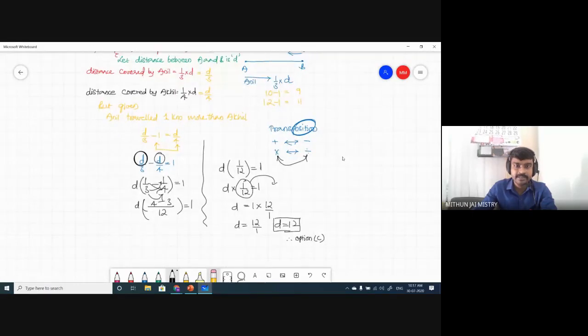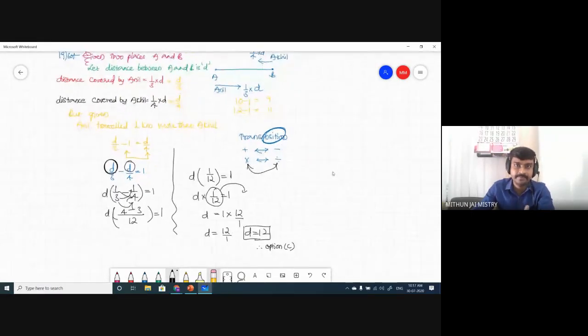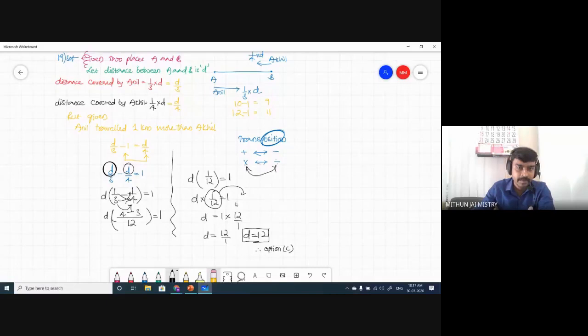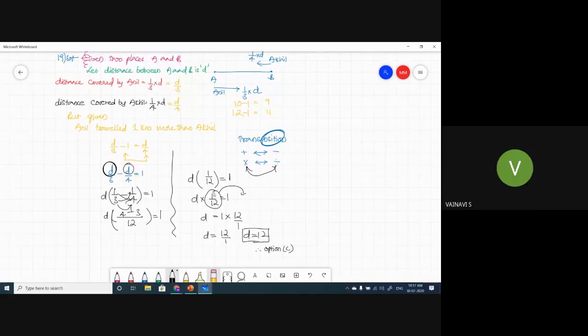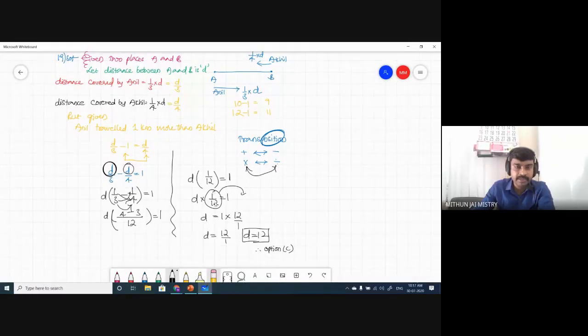Okay. Those who did not understand. Where is Vainavi? Vainavi, did you understand? Maybe this last step. 1/12 is becoming 12/1, because into will become division and division will become into. Yeah, they will transpose like this.